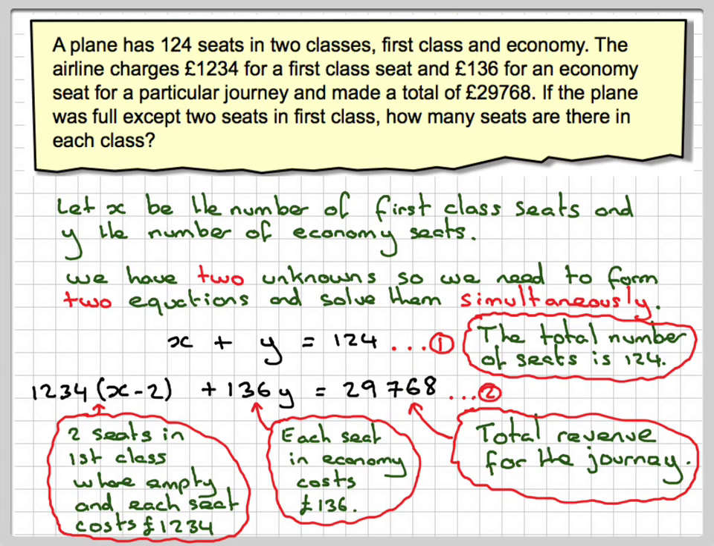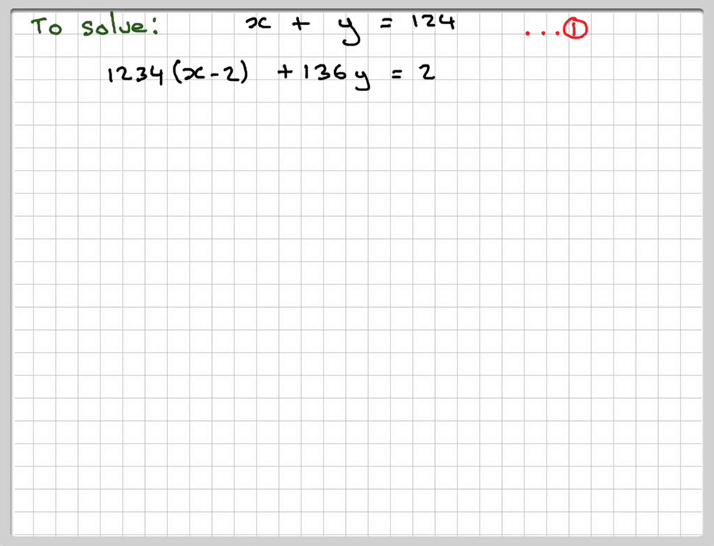So we've got our two equations. So let's write them down again. We need to solve these now. So X plus Y is equal to 124, and X minus 2 times 1,234 plus 136Y is equal to 29,768. Now we really need to play with this and simplify it a little bit before we actually solve using simultaneous equations.